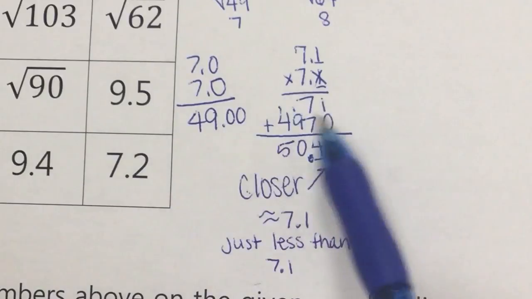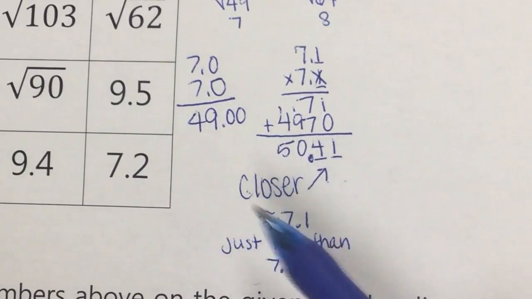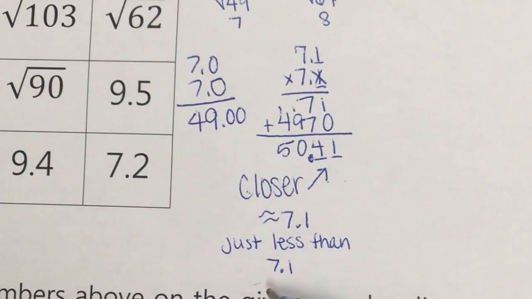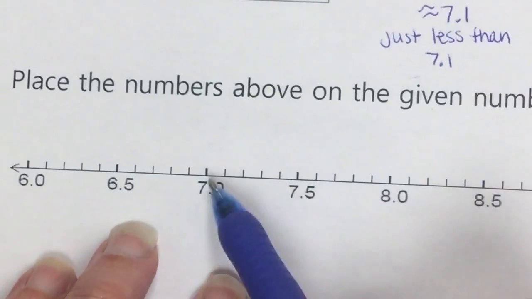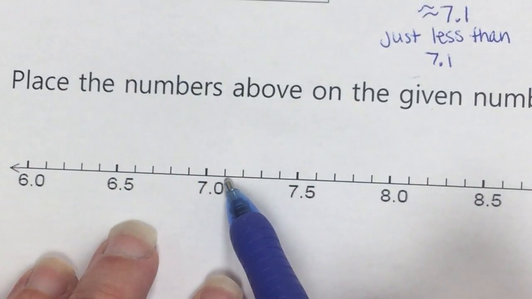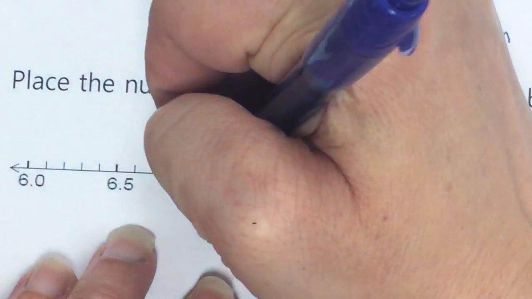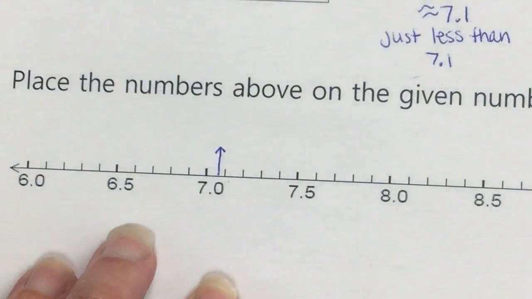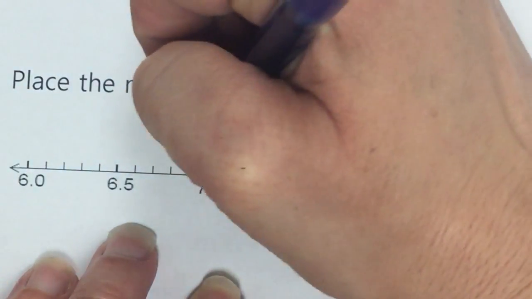So we always say, well, it was between 7.0 and 7.1. It was closer to 7.1. Makes sense? So when I'm putting that on our number line, it was between 7.0 and 7.1, but it was closer to the 7.1. So I'll draw my arrow and put it right here above this. So the square root of 50 would go right here.